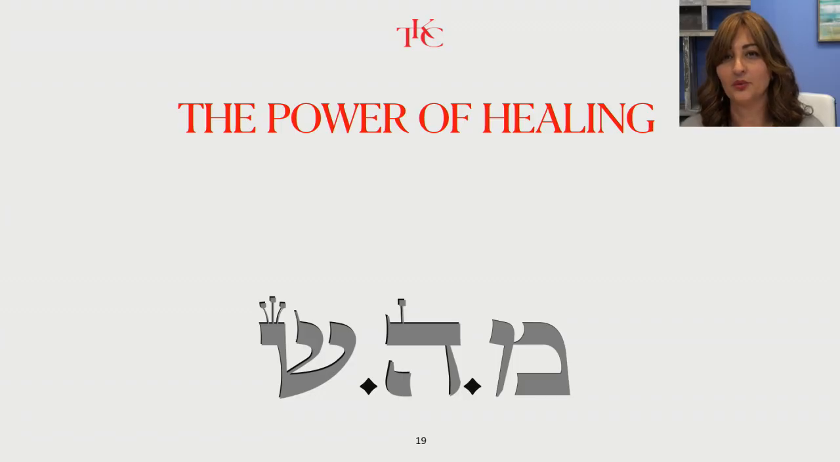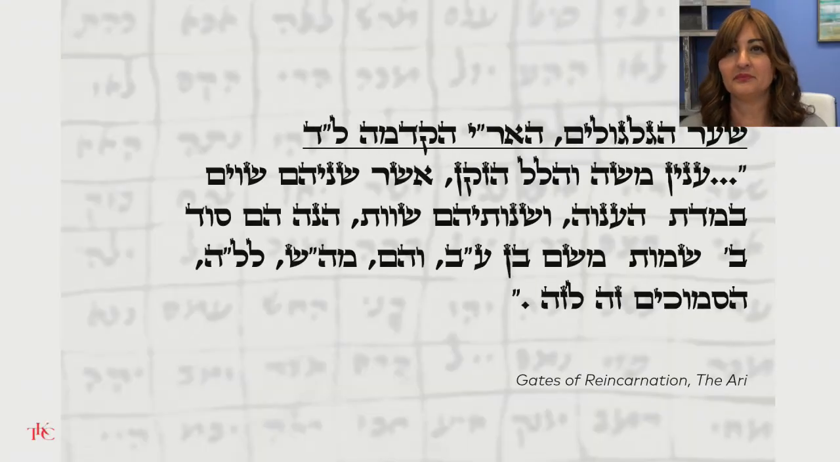With that, we're going to go to the next slide to see even more things. I will translate this. This is an explanation or learning from the Ari, from Sha'ar HaGilgulim, the Gate of Reincarnation book. The Ari is explaining why Moses, and why Mem He Shin and the next combination next to it, Lamed Lamed Hey, are together.